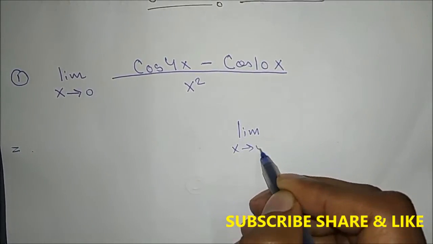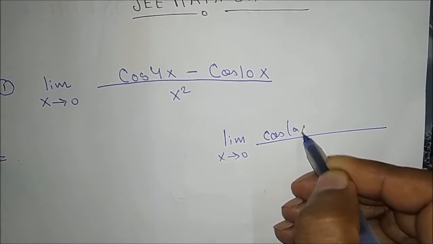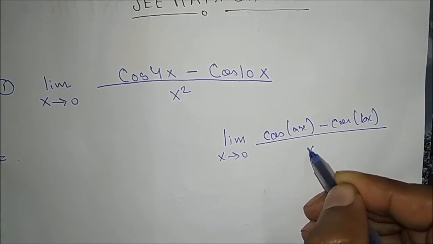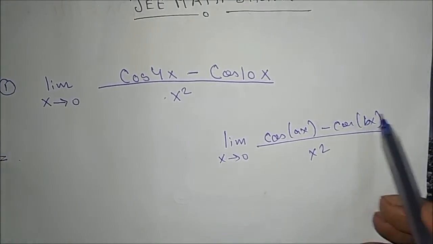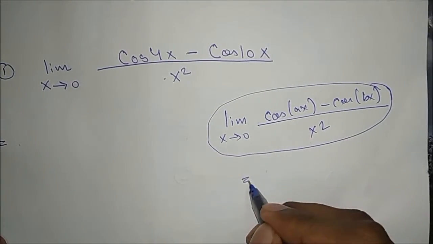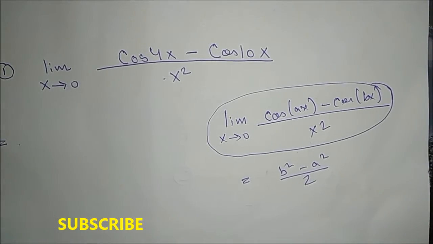Limit x tends to 0, and the formula should be (cos ax minus cos bx) by x square. If the problem is given in this form, then you have to do just this: (b square minus a square) by 2.